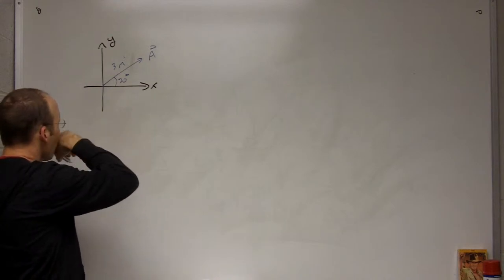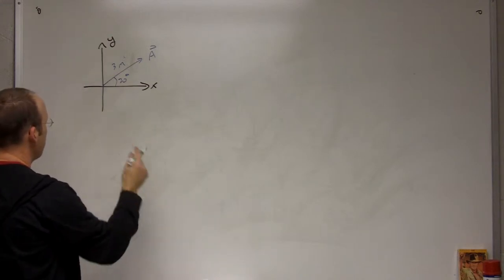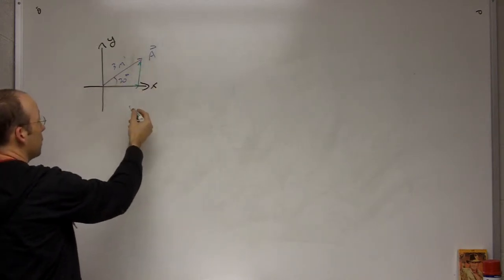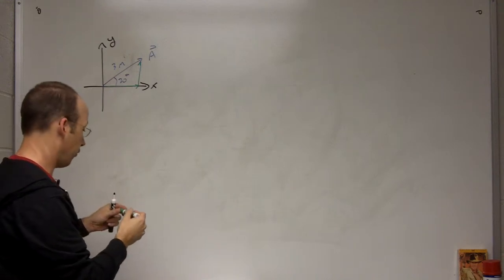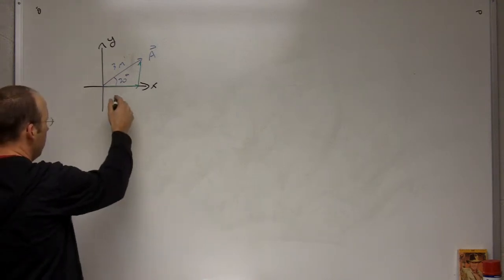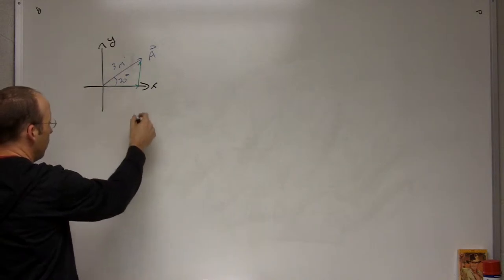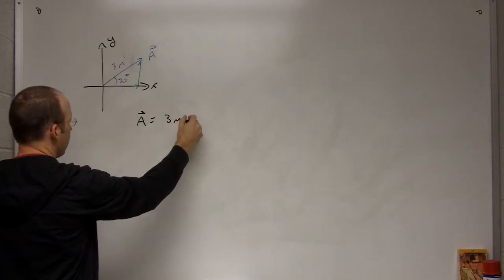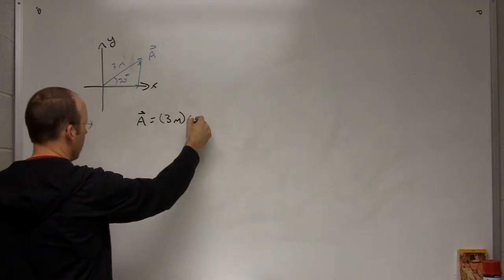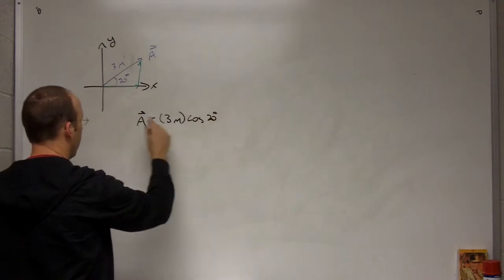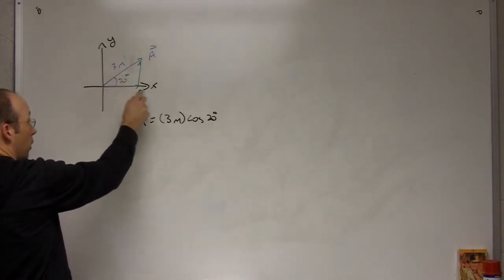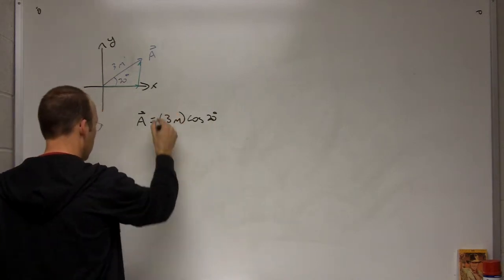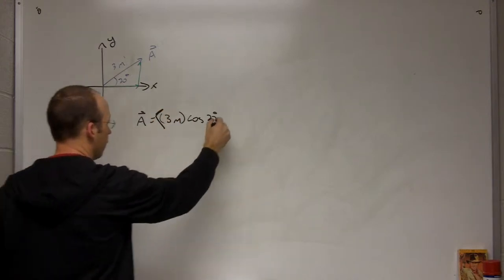Well, in component notation, what I want to do is break this into a component along the x-axis, plus a component along the y-axis, plus a component along the z-axis. So you can see the right triangle right there. The magnitude of the x component is going to be, I'm going to write it like this, A equals 3 meters times cosine of 20 degrees, right? Because hypotenuse times cosine 20 will give me the adjacent side of that triangle. That's the right triangle. And put a brace like that. This is how we represent things.